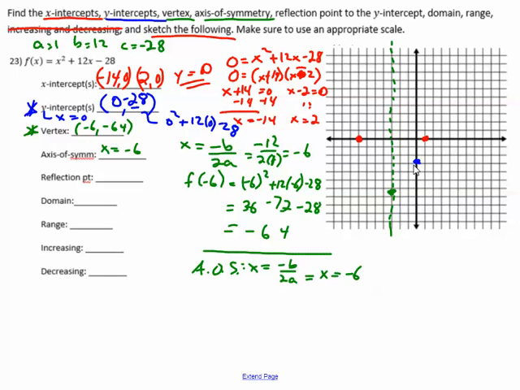All these points are symmetrical. These points here, the x-intercepts, are symmetrical with respect to that axis of symmetry. They're equidistant. From negative 6 to negative 14 is 8 points. From negative 6 to positive 2 is also 8 points. These are 8 points away from the axis of symmetry. Here, from negative 6 to 0 would be a distance of 6.